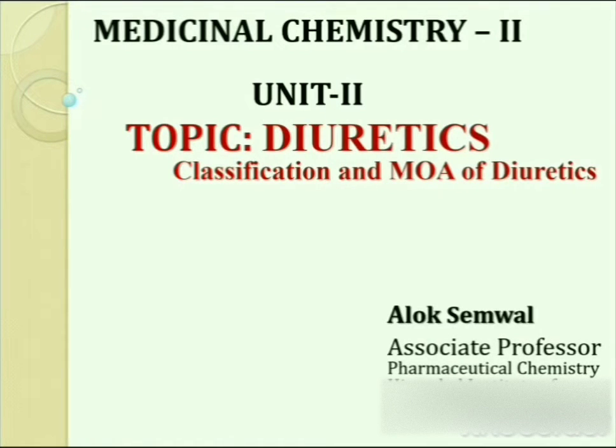Diuretics are chemicals that increase the rate of urine formation. They mainly promote the excretion of sodium, chloride, bicarbonate, and water. They also increase the urine flow, change urine pH, and produce change in the ionic composition of urine and blood.